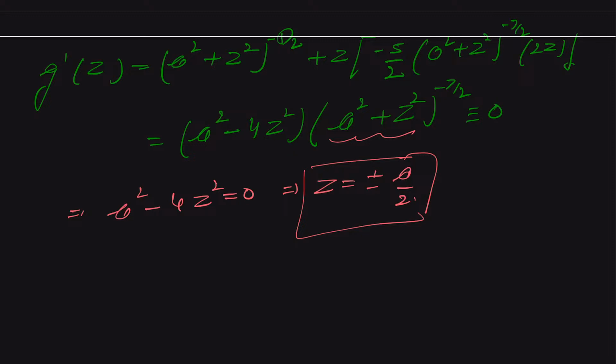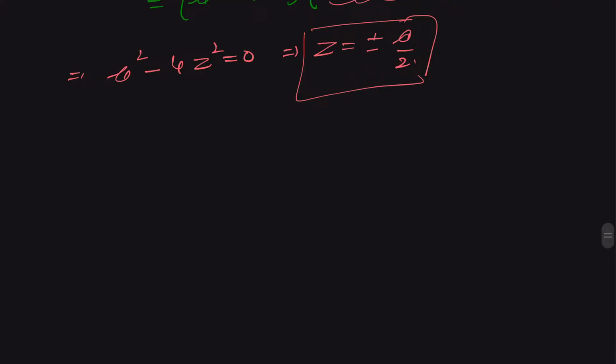And therefore, this is the position where we are going to get a maximum value of our magnetic field. And we can also find out the maximum value of the magnetic field. So we can say that our B max will be at z is equal to a by 2.